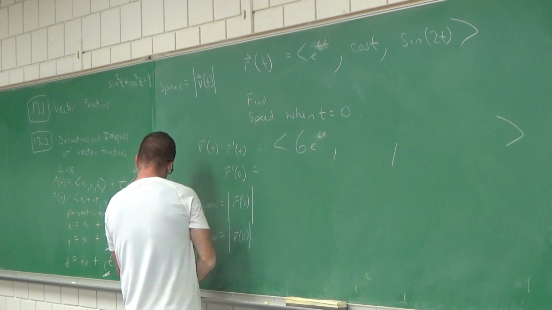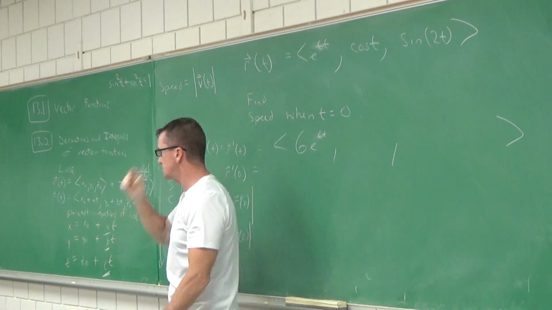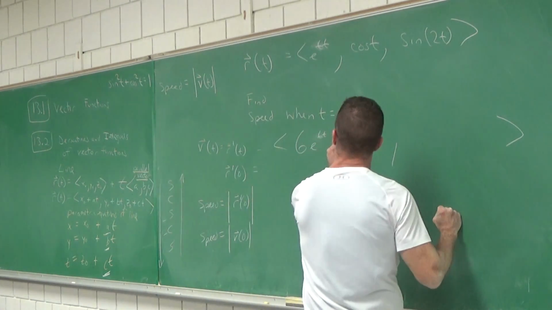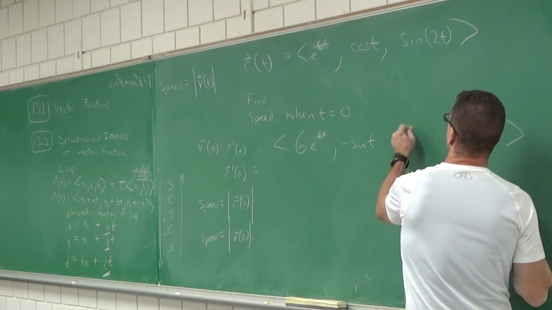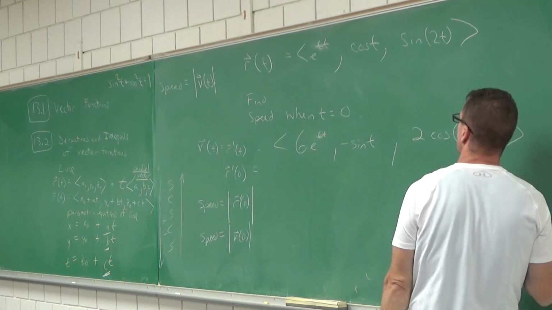I'm doing derivatives. So what's the derivative of cosine? Negative sine of t. And what's the derivative of cosine of 2t? There you go: negative sine 2t times the chain 2.